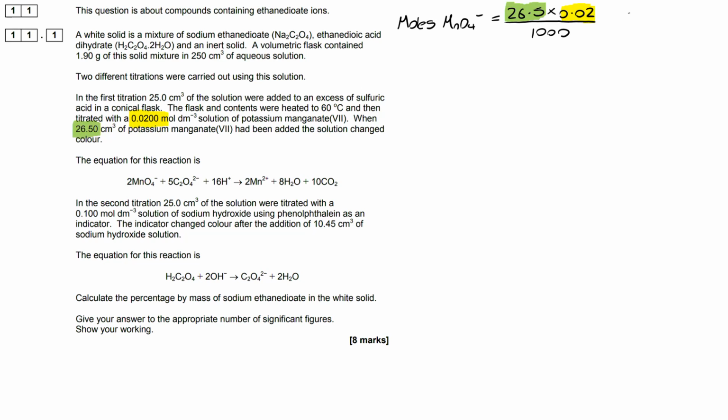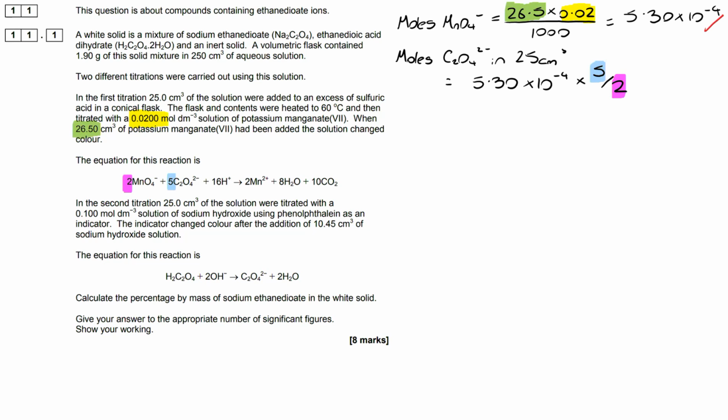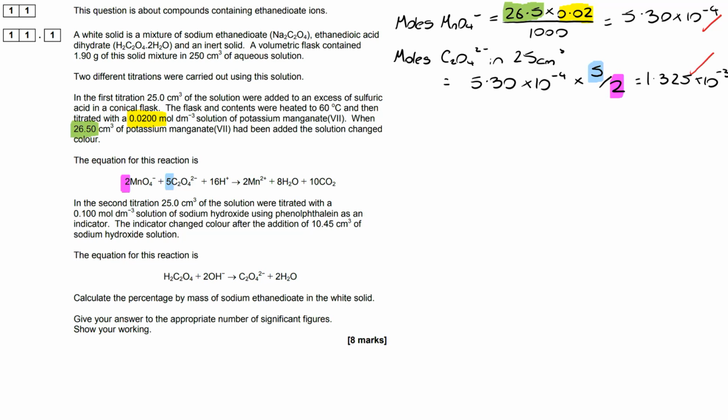Now, step 1 here is to work out the moles of MnO4-. We know what the volume is, we know what the concentration is, we are remembering to divide our 26.5 by 1000 because we need to convert our cm cubed into dm cubed. Once we've done that, we're going to use the mole ratio from the equation of the reaction between MnO4- and C2O42-. And from there, we can work out how many moles of C2O42- were in that 25 cm cubed sample. And we get our second mark there.